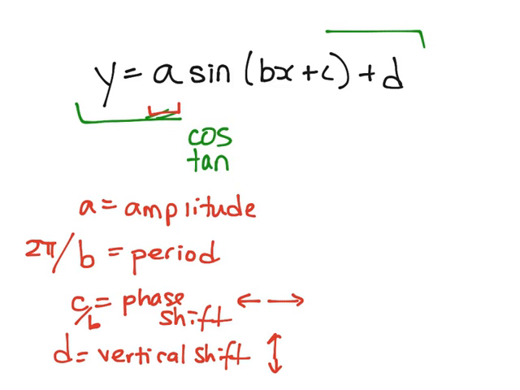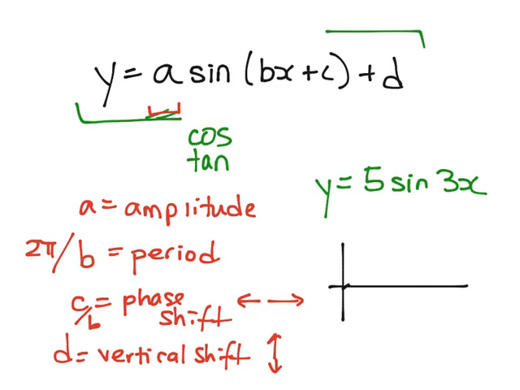Say our function given is y is equal to 5 sine 3x. Now, a normal sine function, this is our normal sine function, has an amplitude of 1, and it ranges from 1 to -1. It has a period of 2 pi, because it goes through one full revolution, and then repeats after 2 pi radians, or 360 degrees.